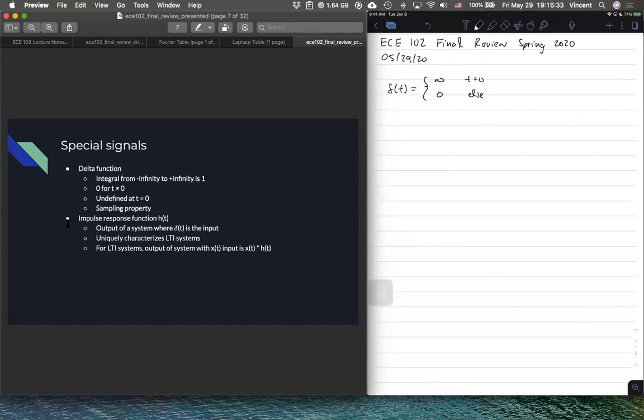Another important thing is the impulse response function, h of t. This basically describes a particular system that you pass a signal through. By definition, the impulse response is the output of a system where you apply the delta function as the input. This is really important for the analysis of LTI systems, as we will see later. For LTI systems, the output for an input x of t would just be the convolution between x of t and h of t.